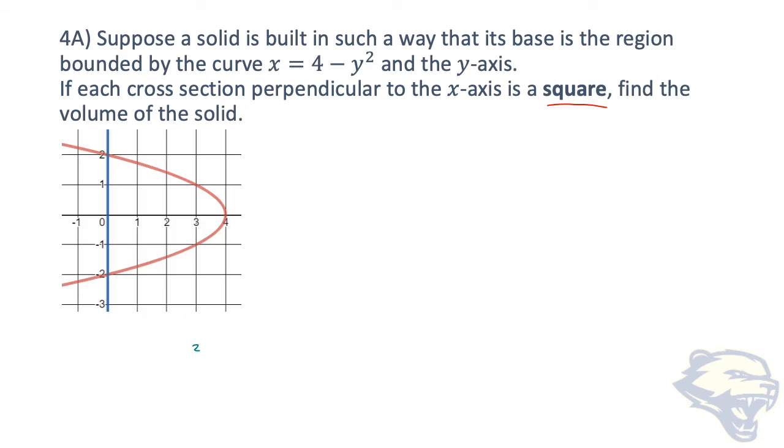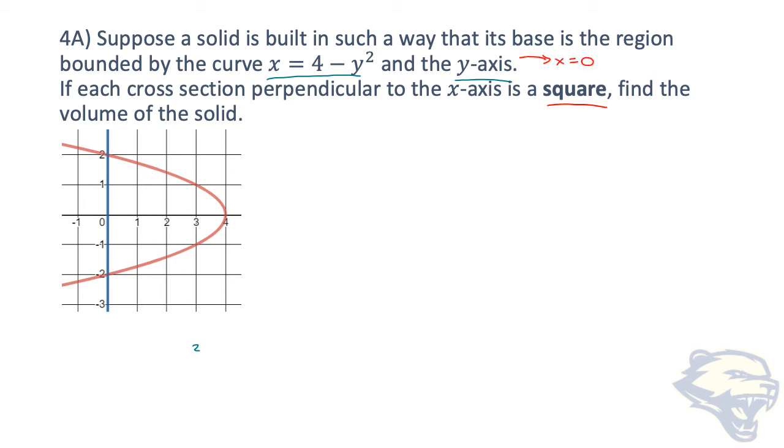All right, one more. This one's a little weird. So suppose a solid is built in such a way that its base is the region bounded by the curve x equals 4 minus y squared. That's weird, right? That's kind of backwards. So it's bounded by that curve and the y-axis. And then we're going to do each cross-section perpendicular to the x-axis is a square and find the volume of that solid first.